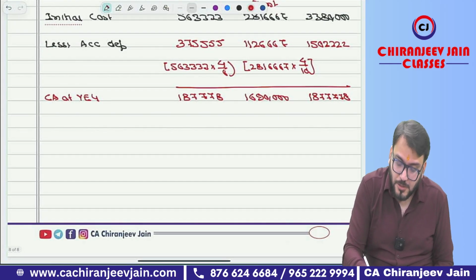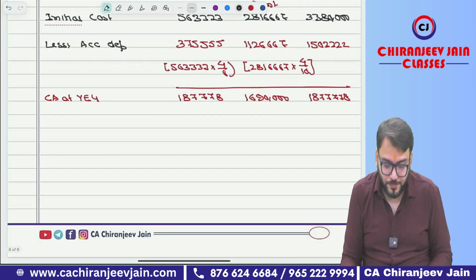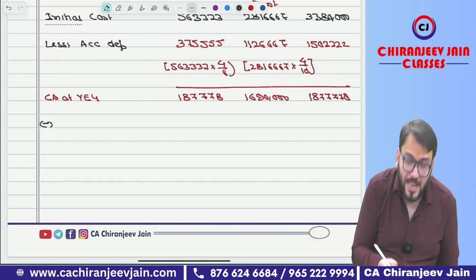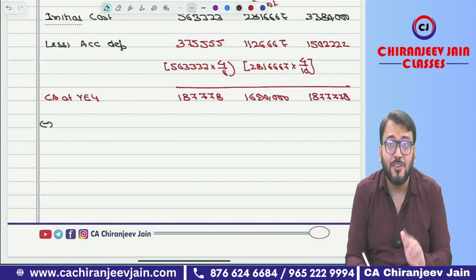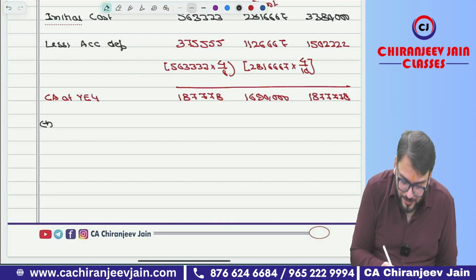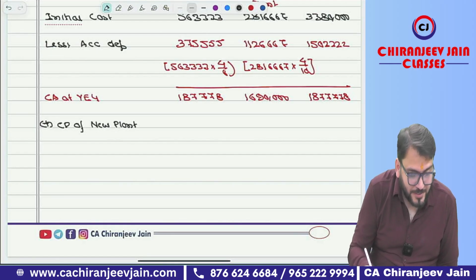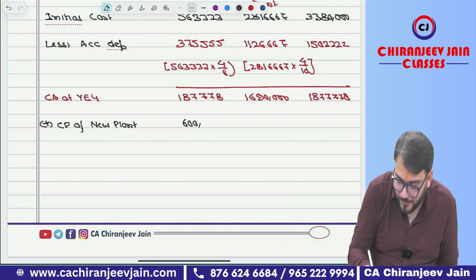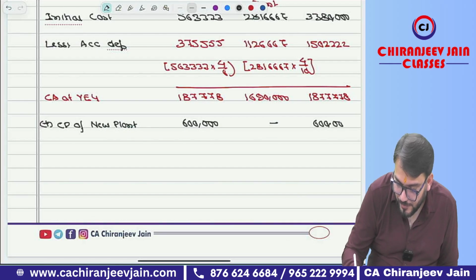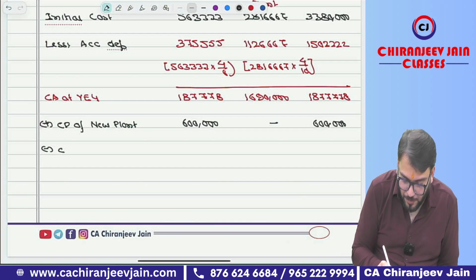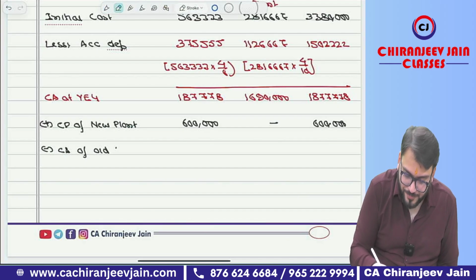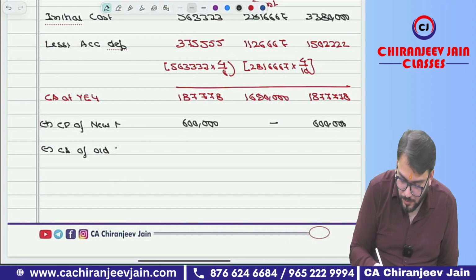Okay, sir. Now in this, for the motor car, what will we do? We'll de-recognize the carrying amount, and we'll add the cost price of the new plant. That is given as how much? 6 lakh. We'll add in this 6 lakh and minus the carrying amount of the old motor.